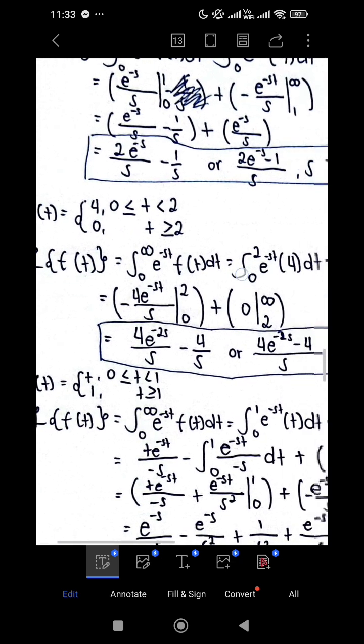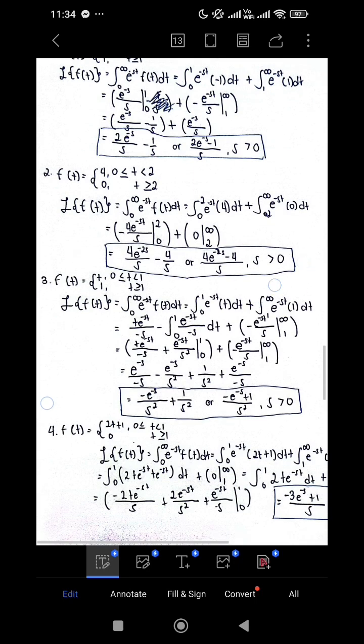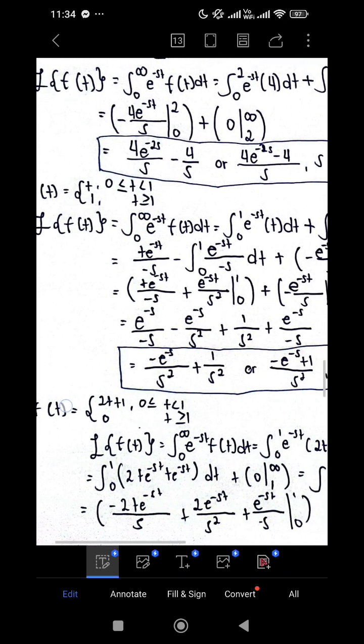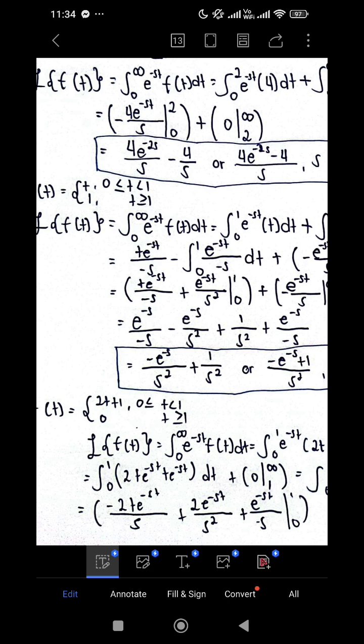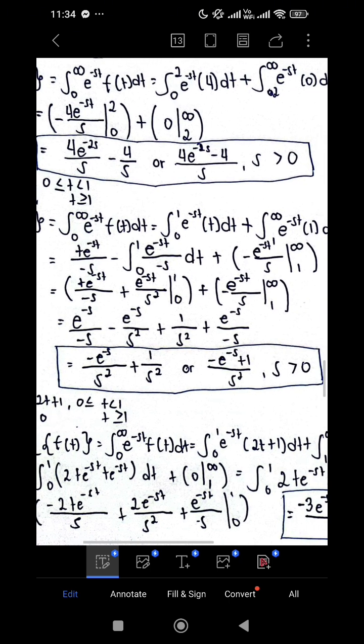Number 2 is simply the same. As you can see, it's literally the same. The number 3 is the same too, we're just using the same formula.